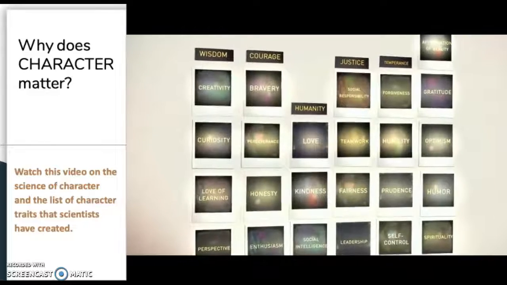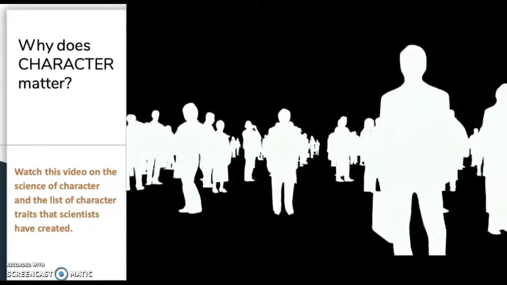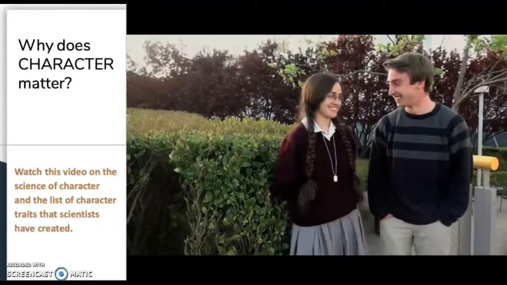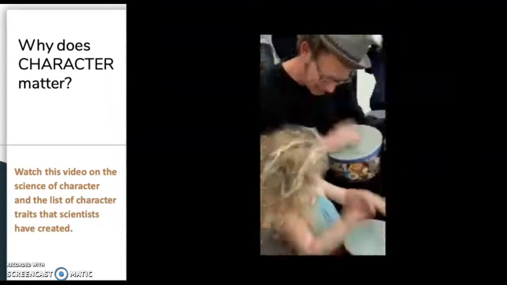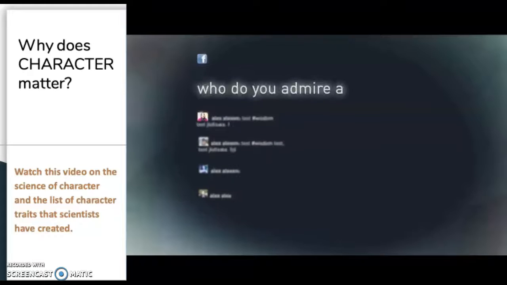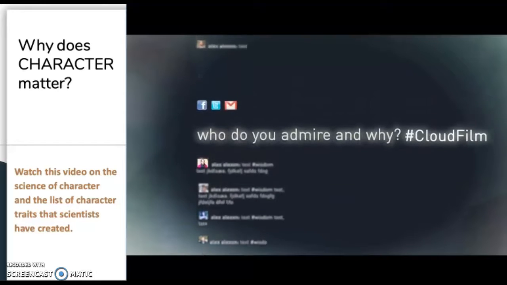Now, another part of this is that you can help shape other people's character too. They found that the key to human relationships is ultimately appreciating the character strengths in others. To explore this, we asked people around the world, who do you admire and why?